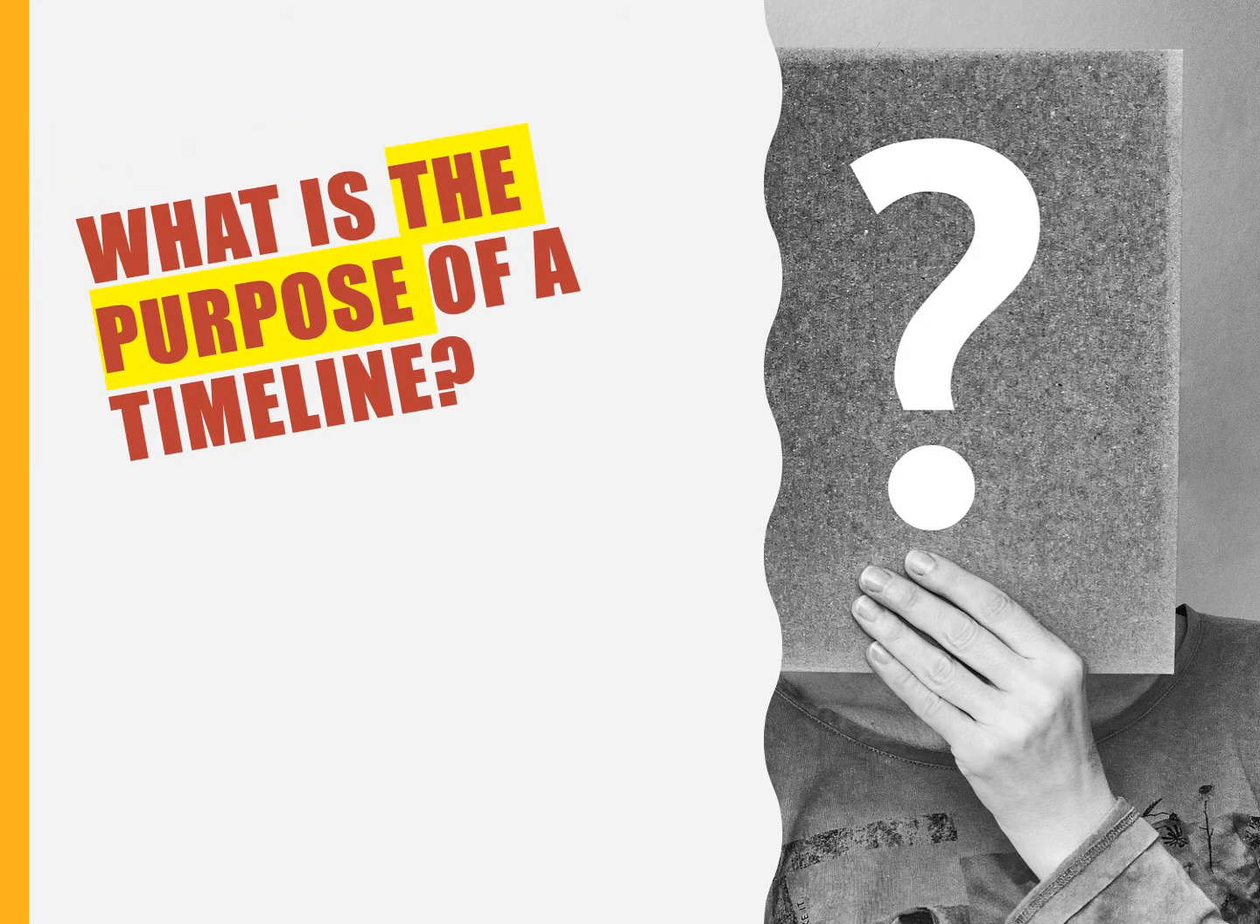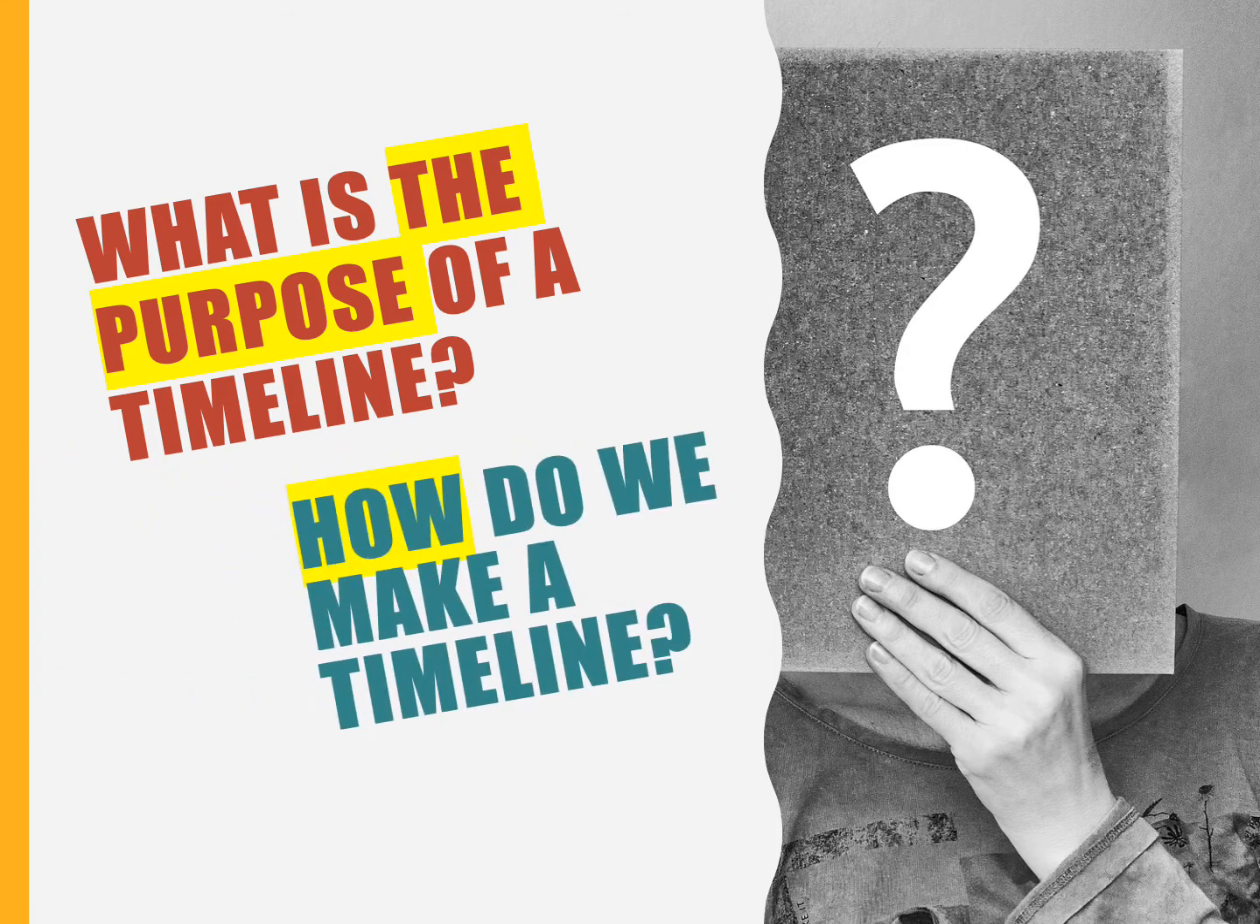You might think, now that I can put those events in order in a passage, why bother making a timeline? Here are the two questions we're going to answer. The first question is, what is the purpose of a timeline? And the second one, how do we make a timeline?